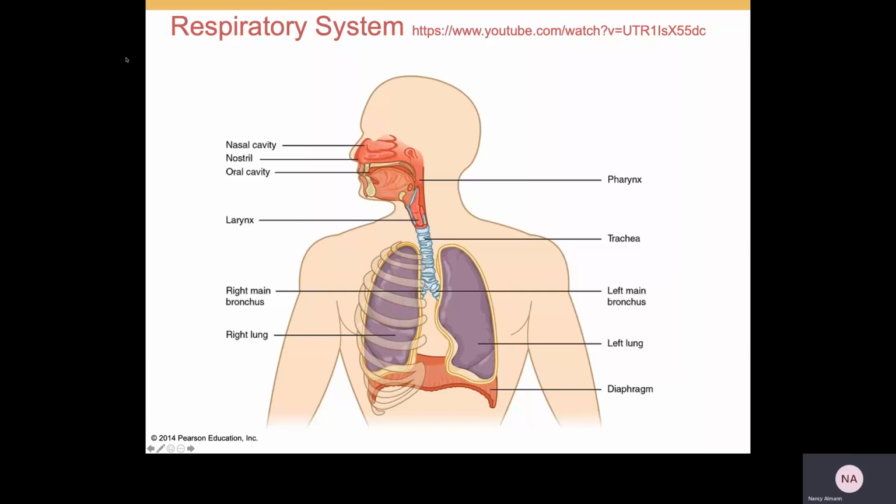Going to cover the functions of the respiratory system, which I hope you already know, as well as the upper respiratory tract. All of these structures should look familiar, or if they don't, they will by the end of this section.